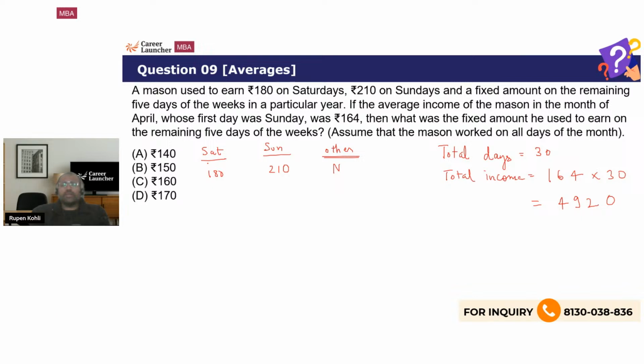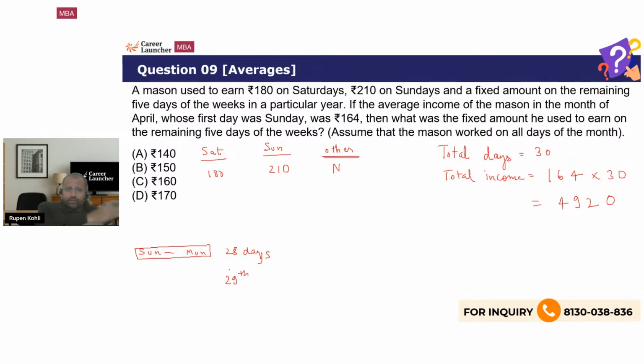Now, how many Saturdays, how many Sundays, and how many other days will fall? That we have to check, right? The first day was Sunday, right? It starts from Sunday. So basically, first is Sunday. So Sunday to Monday, this cycle will come across, right? Starting from Sunday, first 7 days, then next 7 days. So this cycle will run 4 times, that makes 28 days. So 28 days, 4 such cycles.